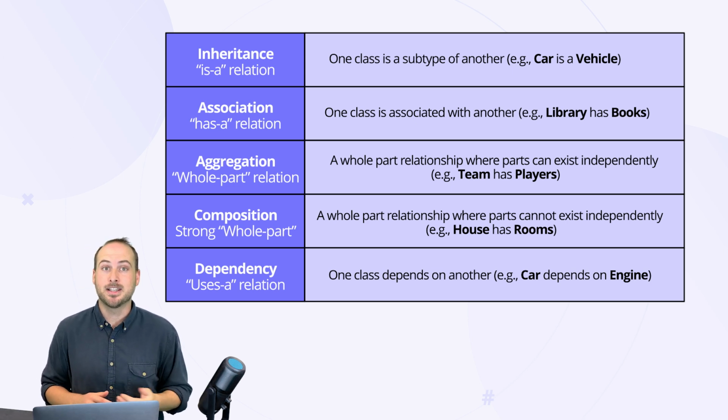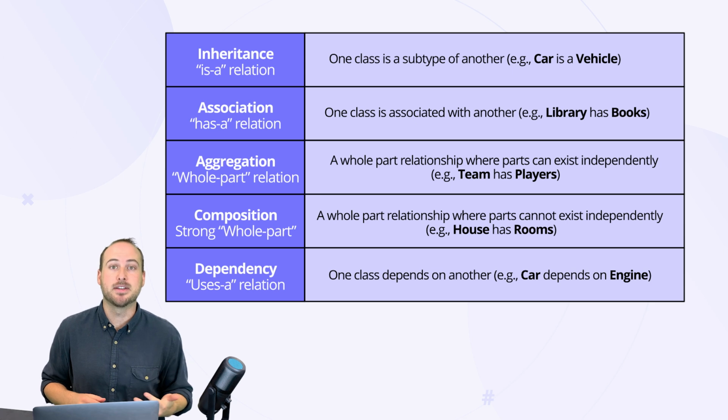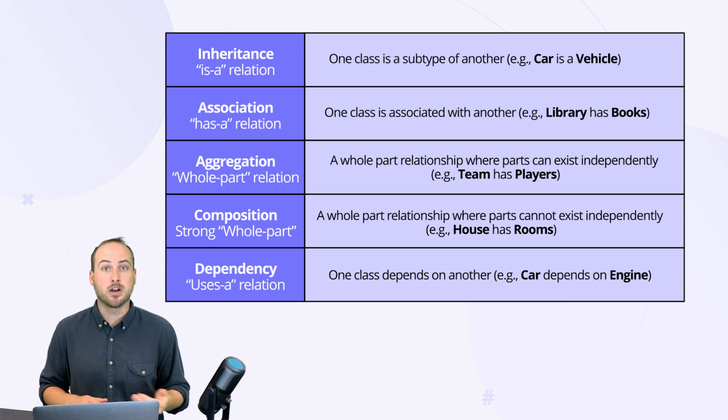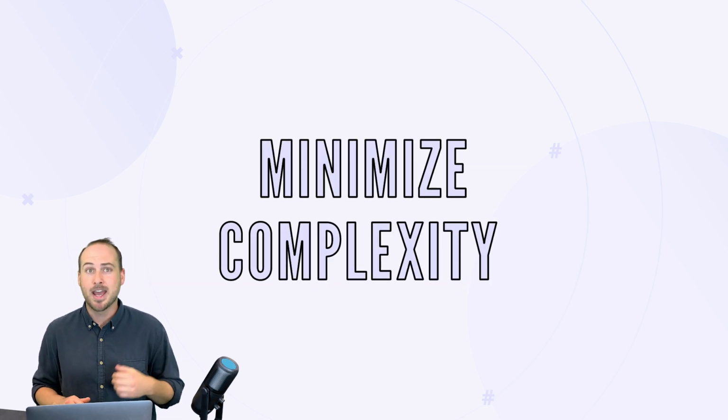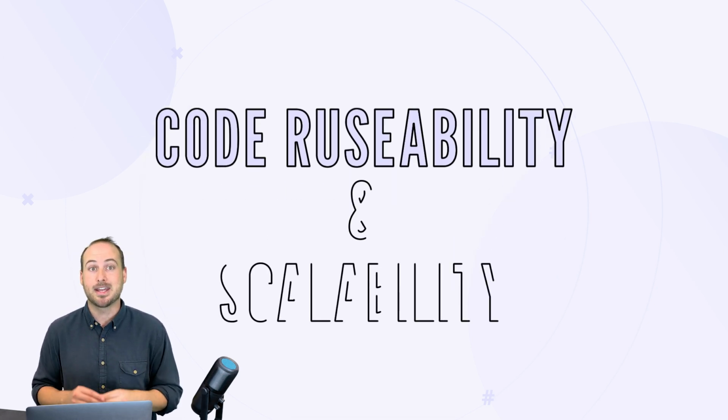Finally, dependency is where one class depends on a different class. For example, car depends on engine. Understanding these relationships is critical to designing robust and maintainable object-oriented systems. We must be able to clearly define how different components of the system interact and depend on each other in order to ensure seamless communication, minimize complexity, and promote code reusability and scalability.